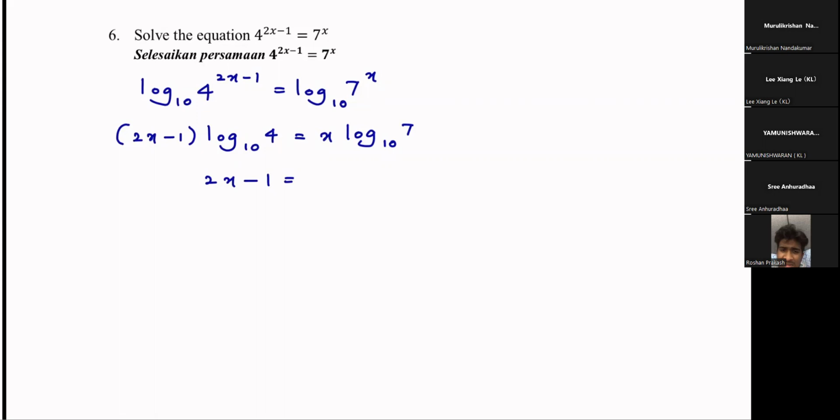Tapi ada x tau. 1.404x. Jangan lupa ada x. Tu ada x kat depan dia. Okay. Then after that, you bring this one 2x minus 1.404x and 1 -1 bawah sebelah sana 1.